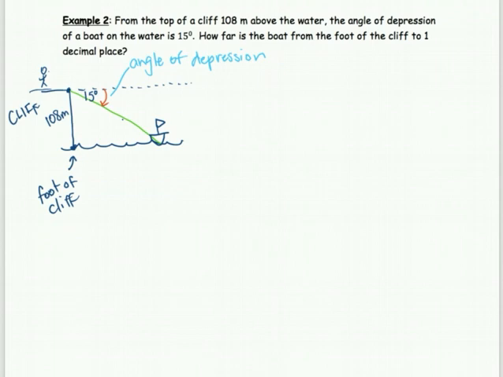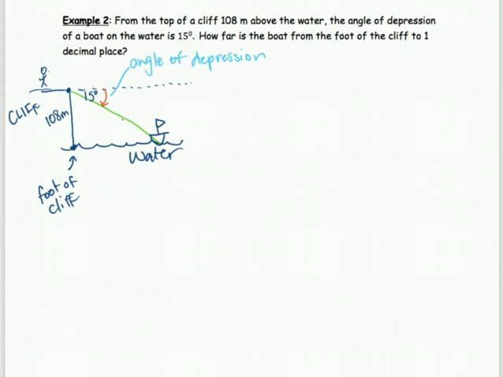Just to read through the problem again: from the top of the cliff, that's 108 meters above the water, we have an angle of depression that is 15 degrees. Looking straight out and then looking down makes the angle of depression. So you are looking from here, there's a horizontal, and then you look down at the boat. When you did that, that angle is 15 degrees. And now I want to know how far the boat is from the foot of the cliff. From here to here, that's what we have to find.